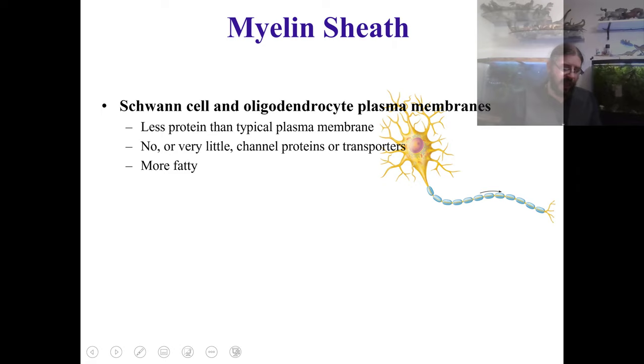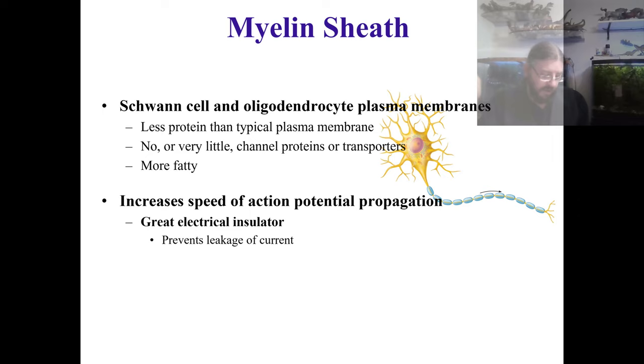So, like I said, I've said this before. Schwann cell and oligodendrocyte membranes get smooshed, and it's basically just phospholipids creating that fatty insulation. Underneath those insulating phospholipids, there's no or very little channel proteins. It's very fatty, with fewer proteins. Anyway, you get the idea. It's an insulator, an awesome insulator. It prevents leakage of current.